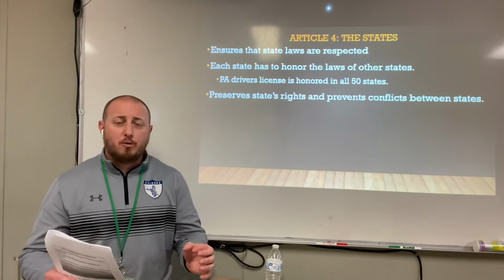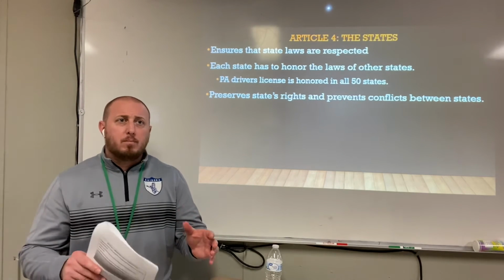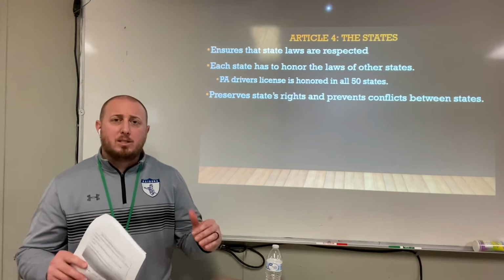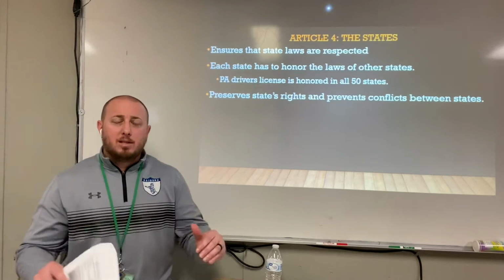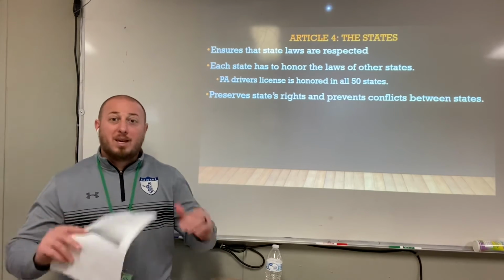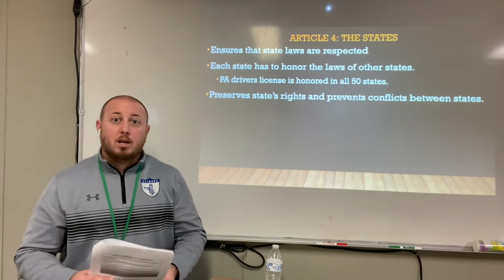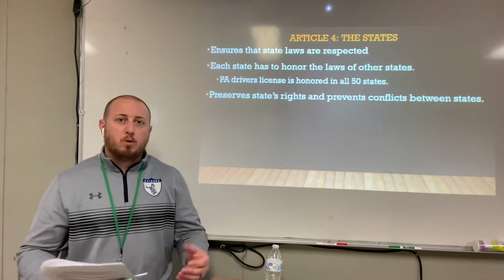So this makes it difficult. But the federal government has things that they create laws for. And we're going to get into that a little more in a second. But anything that they don't cover, those things are kicked down to the states for them to create their own laws. So states have different laws.